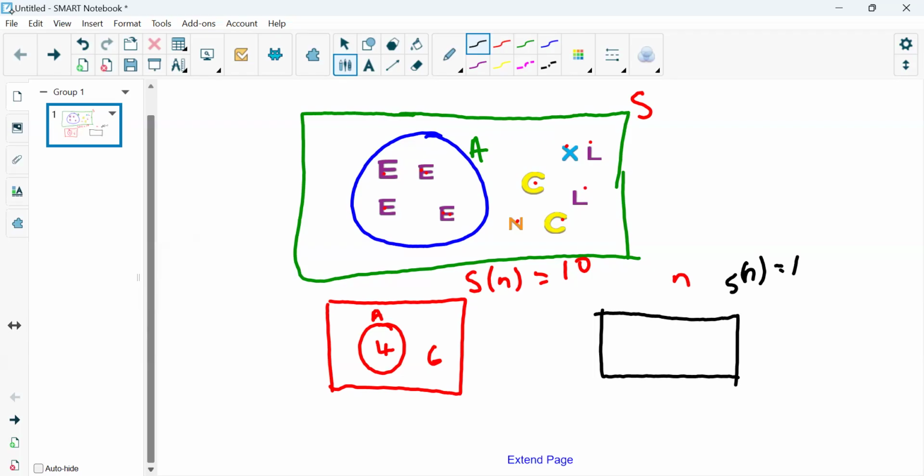And then we have event A. How many ways can you choose event A? You say it's 4 all over 10. What is 4 all over 10? It's 2 all over 5. Outside you have 6 all over 10, which is 3 all over 5. And this is how you show it as a probability.